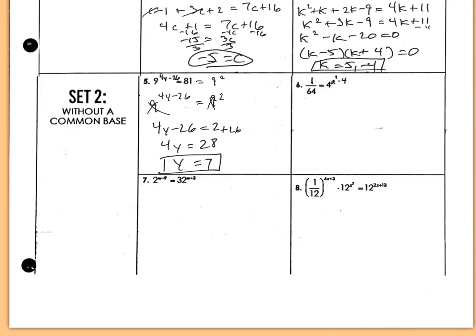Negative exponents make fractions. 64 is the same thing as 4 to the third. Now to bring this back up out of the basement, that makes this 4 to the negative third. And of course now we can finish writing the problem. That equals 4 to the a squared minus 4. Now the bases match, so negative 3 is equal to a squared minus 4.